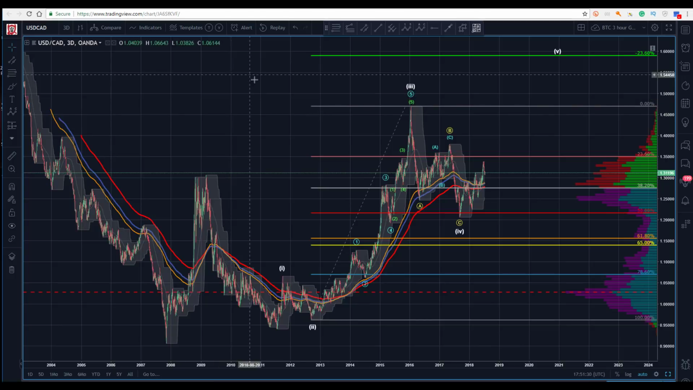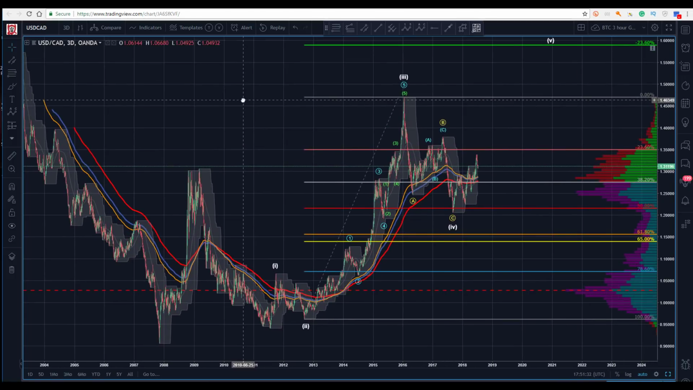Okay, so with all of that said, let's get into the analysis here. So here's the dollar CAD. I'm looking at a 3-day chart. Now, I particularly like FX when I can get a count, and a good count.